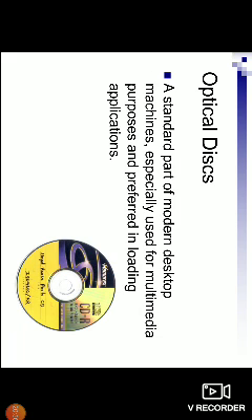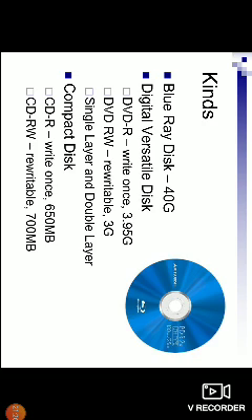The next one is optical disks, a standard part of modern desktop machines, especially used for multimedia purposes and preferred in loading applications. Optical disks means CD or DVD. They are all optical discs, mainly used for storing multimedia information like videos, songs and photos. Here are different types of discs. The first one is the Blu-ray disc, which has 40 GB capacity. Next one is the digital versatile disc.